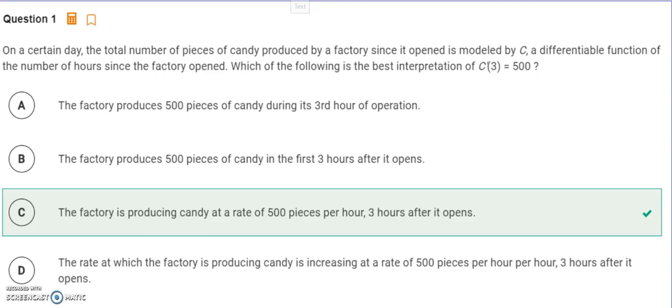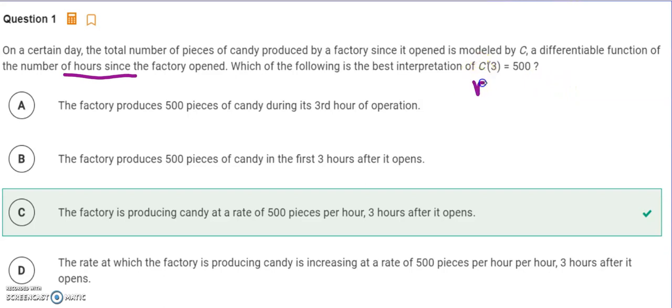All right, here are the AP classroom questions for recap number 5. I apologize, there were 6 of them this time instead of 5, but I think you can handle it. It says, on a certain day, the total number of pieces of candy produced by a factory since it opened is modeled by C, a differentiable function of the number of hours since the factory opened. So the input is going to be time. Which of the following is the best interpretation of C prime of 3 equals 500?